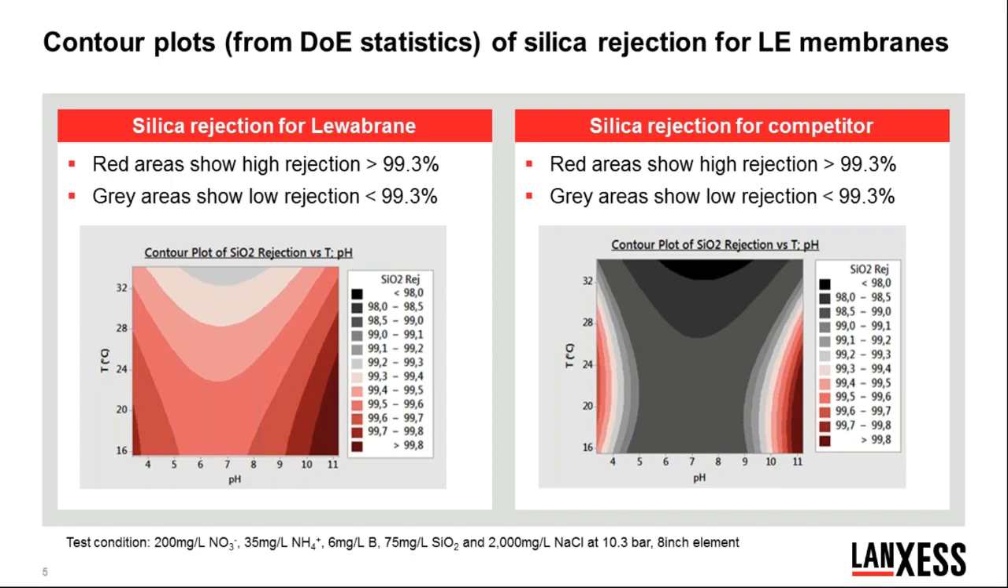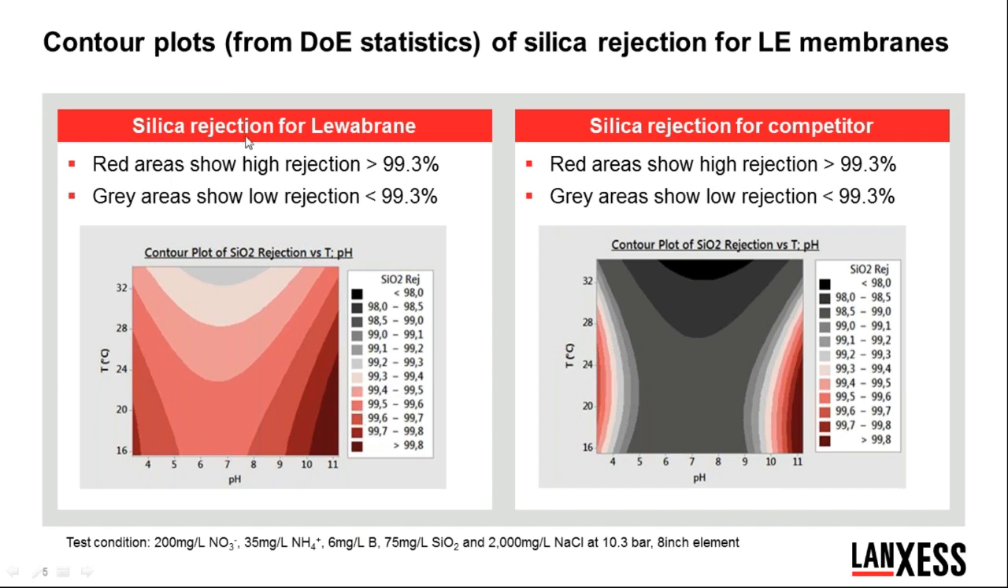These are surfaces because most people know silica rejection performance is a function of pH and temperature. This data is fairly simple to understand because essentially if you look at this box here, you can see that the more red, the higher the rejection.